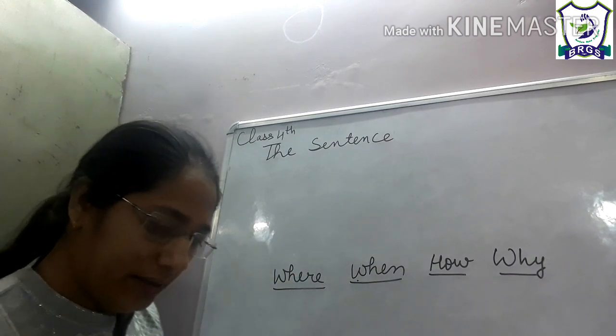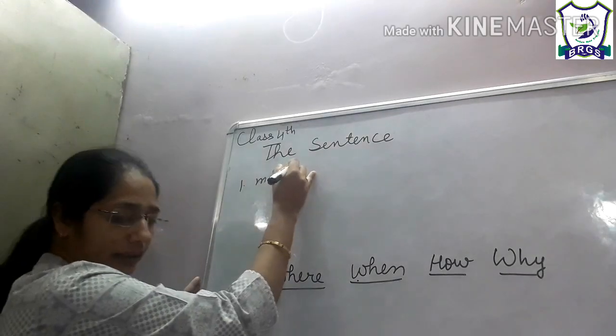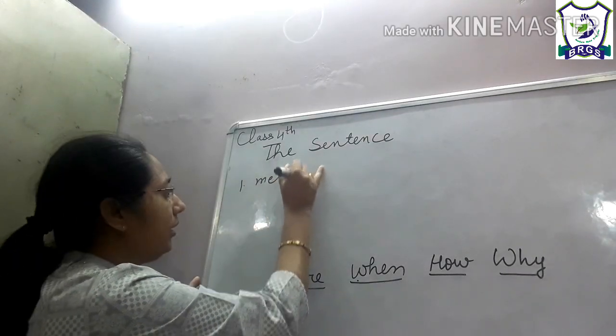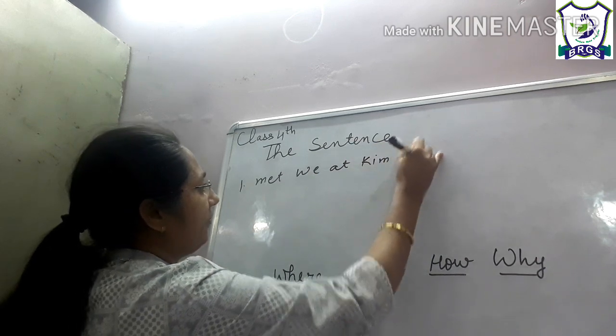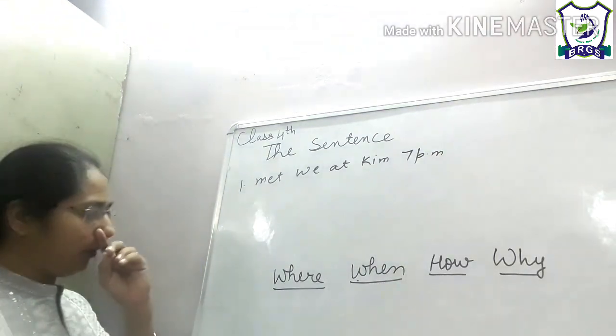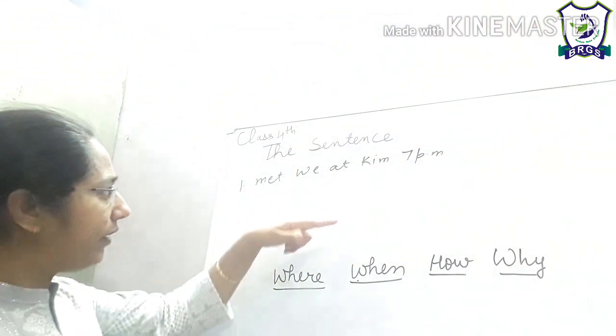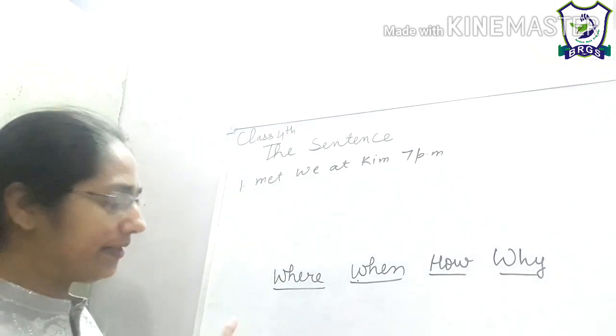First I'll write: met we at Kim 7 p.m. Now this is a jumble sentence. What we have to do? We have to rearrange it so that this group of words gives a complete sense.